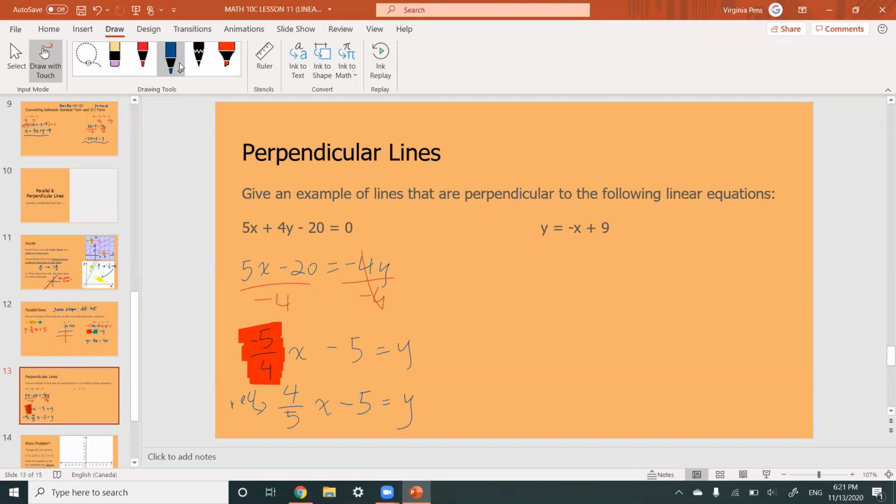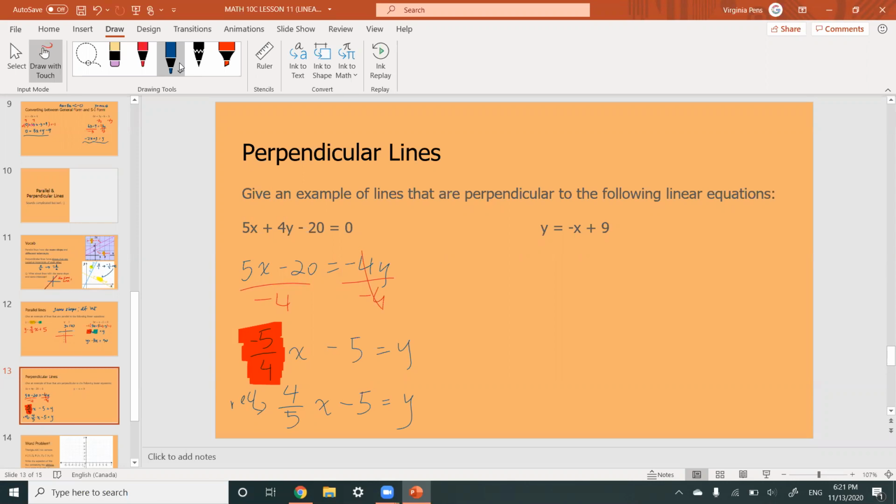Okay, that's it. Also, it doesn't matter where your y-intercept is. It can be anything. But if your slope is the negative reciprocal, it'll still intersect your line somewhere. Okay, now we have something else. y is equal to -x plus 9. Is this written in slope-intercept form?